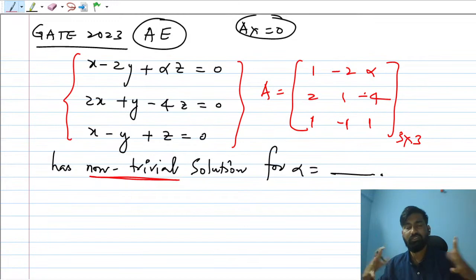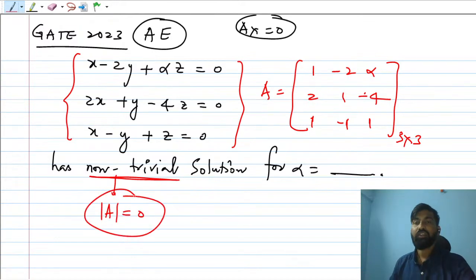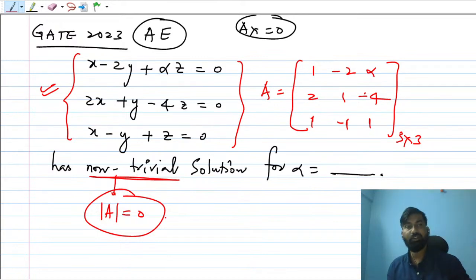Okay, trivial means obvious. So non-trivial means the determinant of the matrix should be equal to 0. Determinant of the matrix will be equal to 0. Okay, non-trivial solution. Whenever this kind of situation is given, remember, and they are asking for the non-trivial solution, you simply find the determinant of the matrix, and the determinant will give you the value of the matrix.